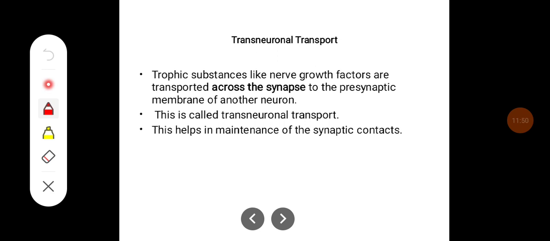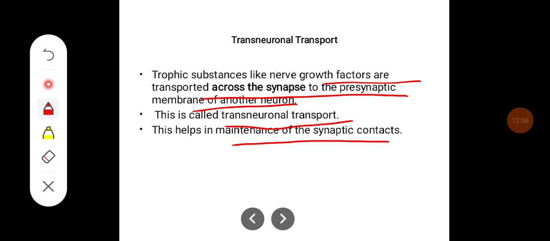Transneuronal transport, where trophic substances like nerve growth factors are transported across the synapse to the presynaptic membrane of another neuron. So this is called transneuronal transport. This helps in the maintenance of the synaptic contacts.